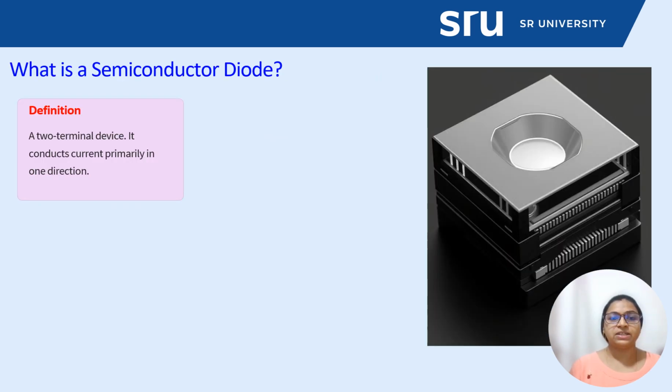So let us see what a semiconductor diode is. A semiconductor diode is a two-terminal device, and it conducts current primarily in one direction. Semiconductors have various forms, and we categorize them as intrinsic or extrinsic semiconductors. In an intrinsic or pure semiconductor, we are not doping any kind of material. Very familiar examples of intrinsic semiconductors are silicon and germanium.